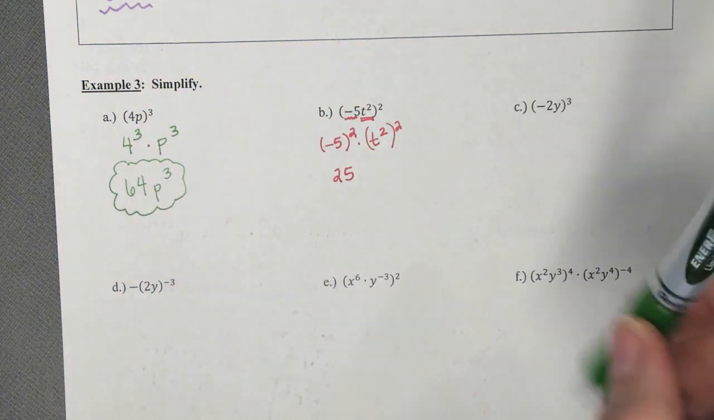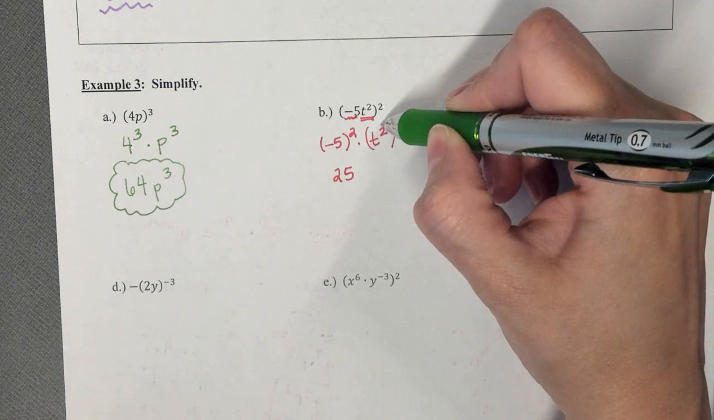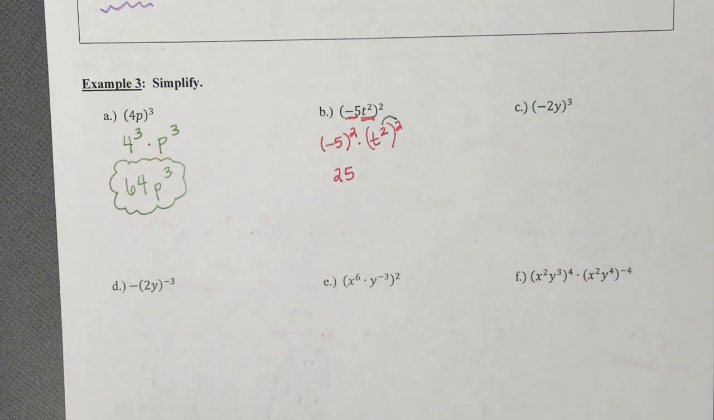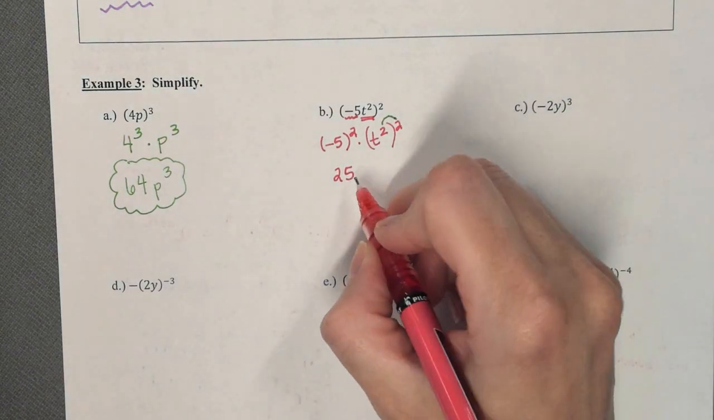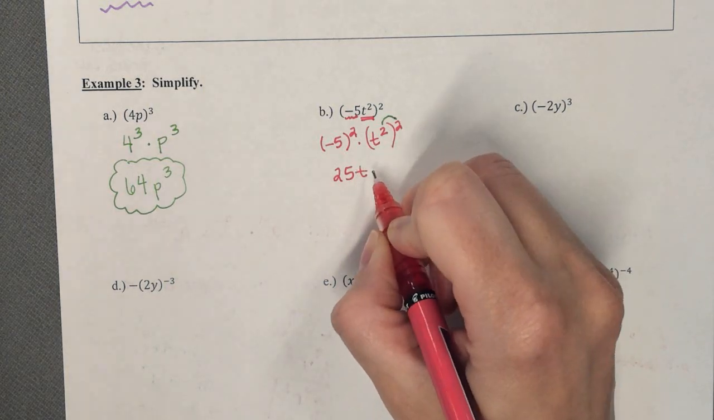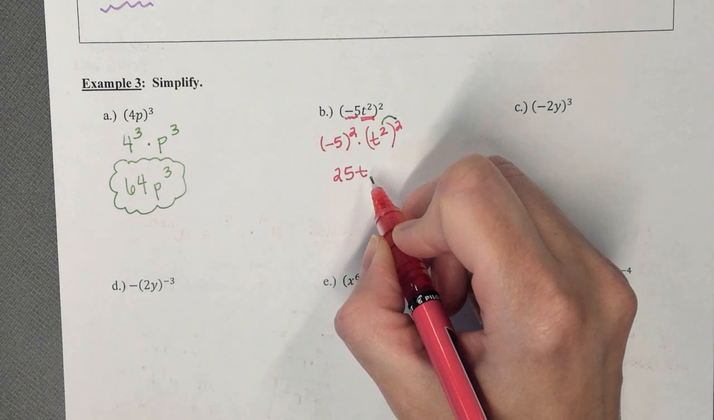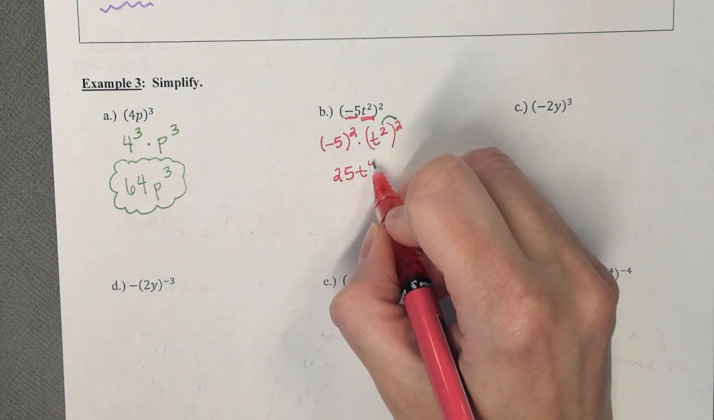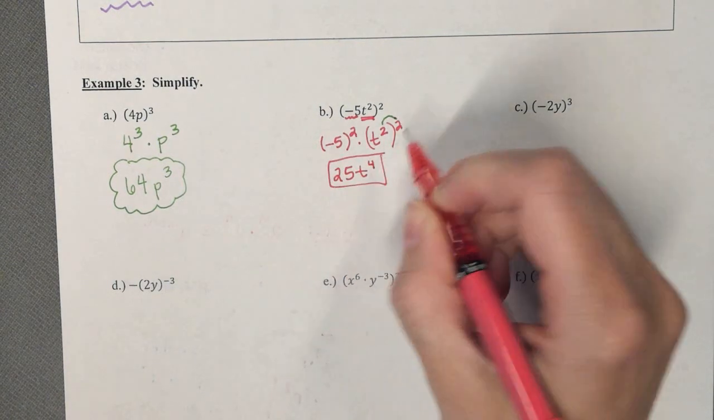And then this is one of our special rules. If you have a power to a power, what could you do with those? What do you have to do with the 2's? Yeah, multiply them. So 2 times 2 is going to be 4. This is your final answer.